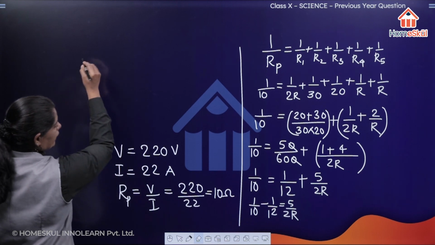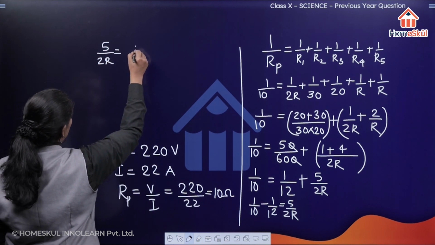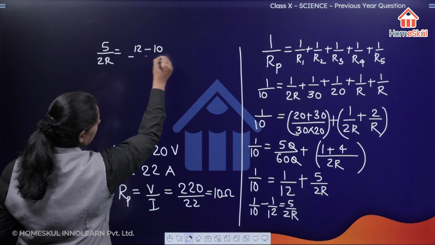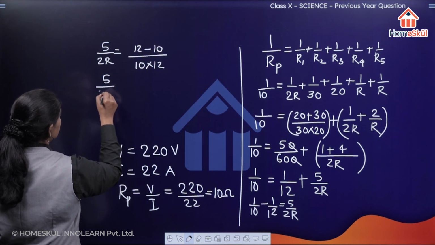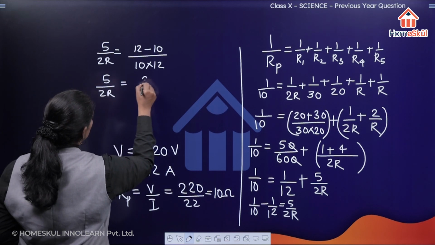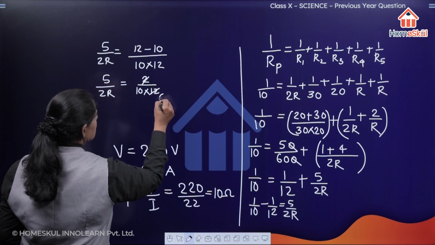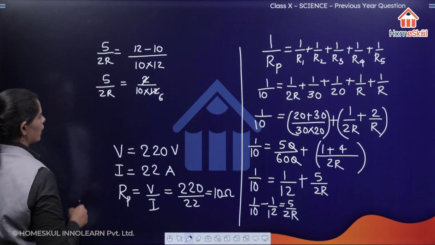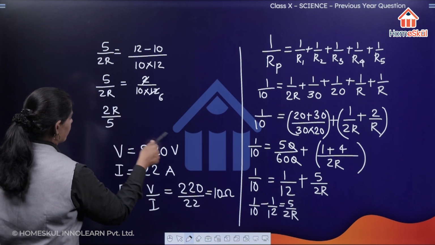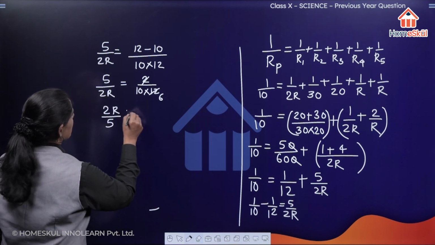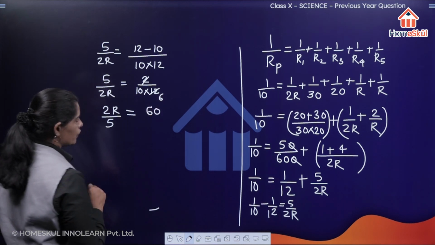So we get it, again rearranging, 5 by 2R is equal to (12 minus 10) by 10 into 12, which gives you 5 by 2R is equal to 2 by 10 into 12. That is reducible to 6 times is 12. Taking the reciprocal, what we get? 2R by 5 is equal to 10 into 6 is 60 by 1, which gives you 60.